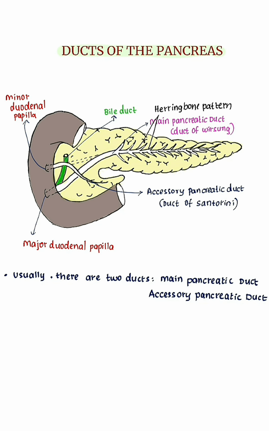Throughout its length, it receives small tributaries at right angles to its long axis in a herringbone pattern. It is the only duct in 90% of the cases.